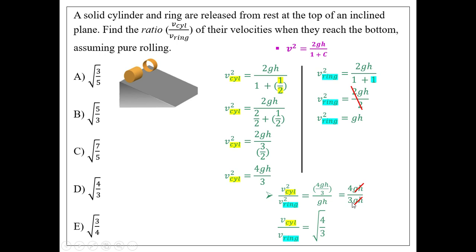But that's not your answer, right? Because these are V squared terms. Well, how do you get these terms to just be V and not V squared? Well, you take the square root of both sides.